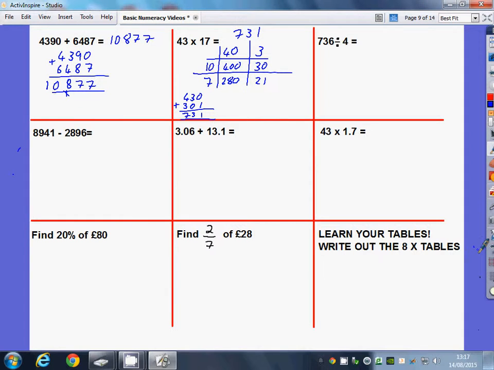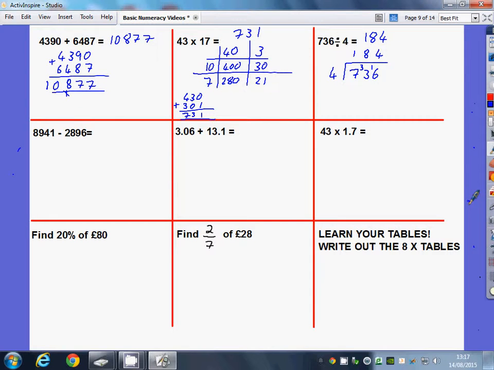Division. TC division, we get our bus stop drawn, don't we? How many 4s go into 736? How many 4s go into 7? 1 with 3 left over. How many 4s go into 33? It's 8 with 1 left. How many 4s into 16? Is 4, so we've got 184 there.